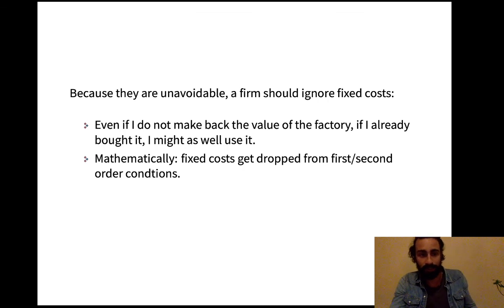One last point is that because they're unavoidable, a firm should ignore fixed costs. So if there's a fixed cost, like the cost of opening a factory, and I already paid it, to start production, it's done, it's there, I paid for it. I can't change the fixed cost. That's the definition of it being fixed, and that means I just should ignore it. I solve the same problem as if it wasn't there, and my optimal demands will be the same as if there was no fixed cost. And mathematically, of course, the fixed cost doesn't depend on the variables. It's not variable, and therefore it drops out of the first and second order conditions.